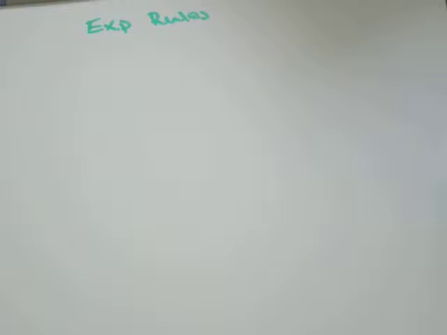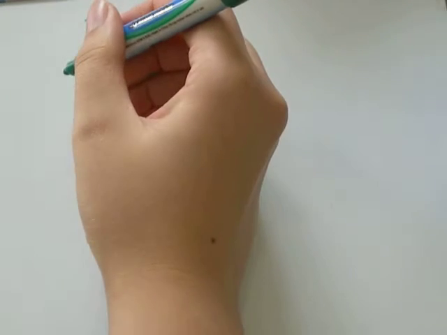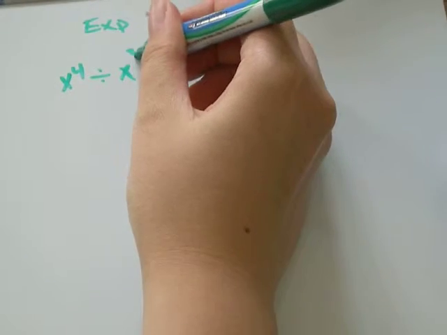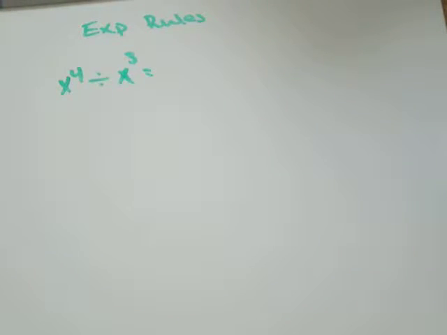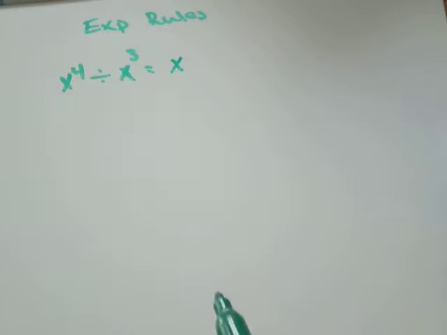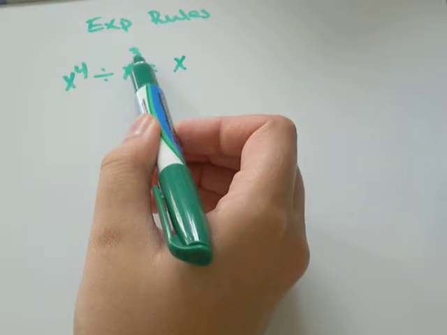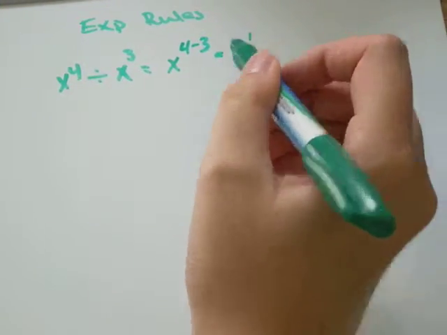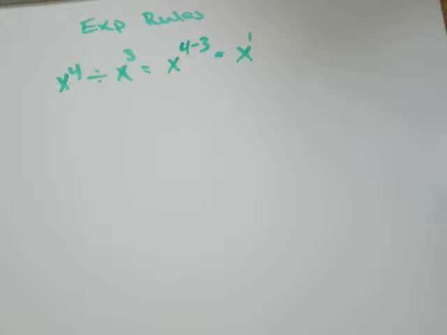The last exponent rule we have to talk about is the quotient rule. The quotient rule happens when you have something with division. So let's say you had x to the power of 4 divided by x to the power of 3. That will be equivalent to x to the power of, all you need to do is subtract your exponents. 4 minus 3, that would be x to the power of 1.